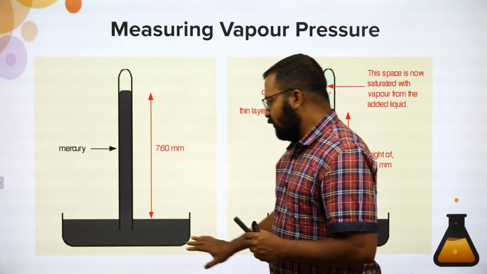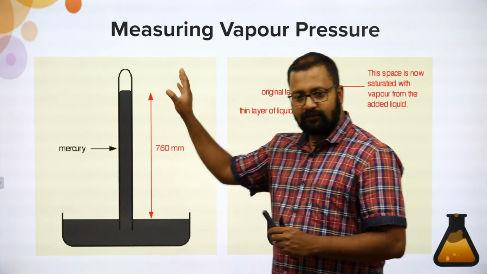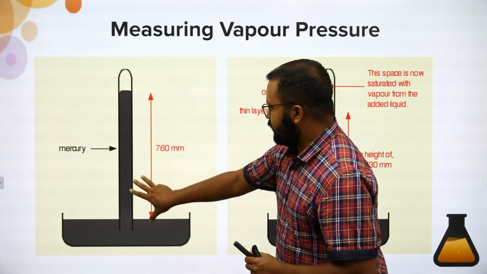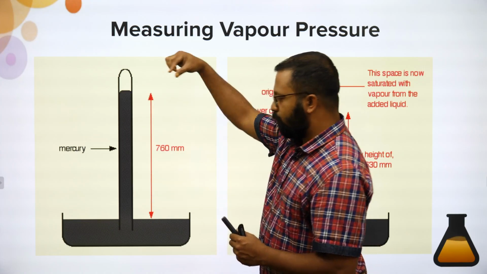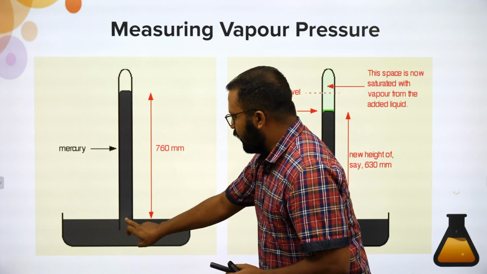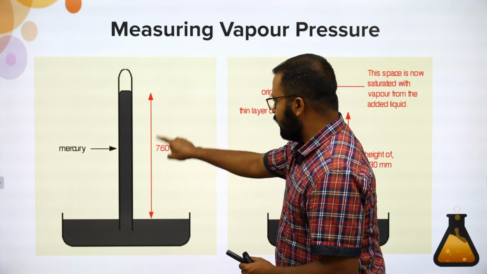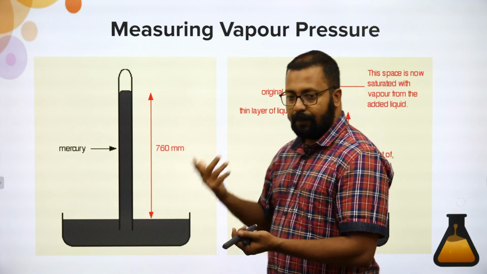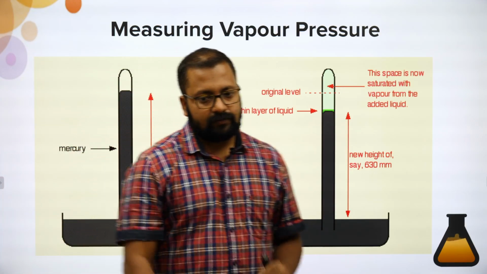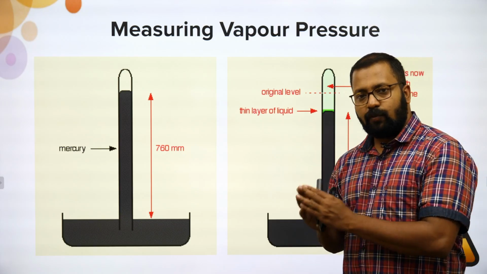Do you know what this setup is? This is a typical barometer. This is the height. If you place an inverted tube, the mercury will rise, and whatever pressure is exerted, if this height is 760 mm, then you can say that the external pressure is equal to 1 atmosphere, isn't it? External pressure will be equal to 1 atmosphere.